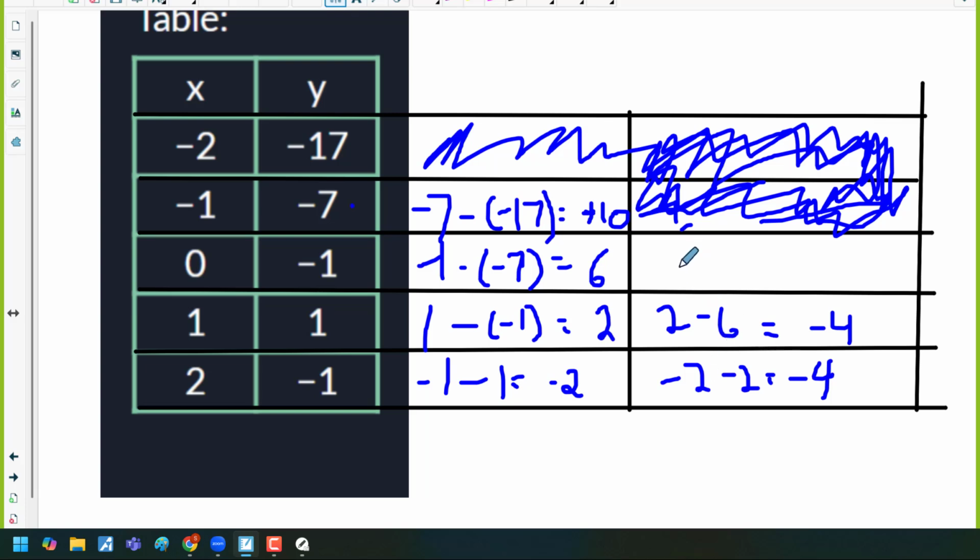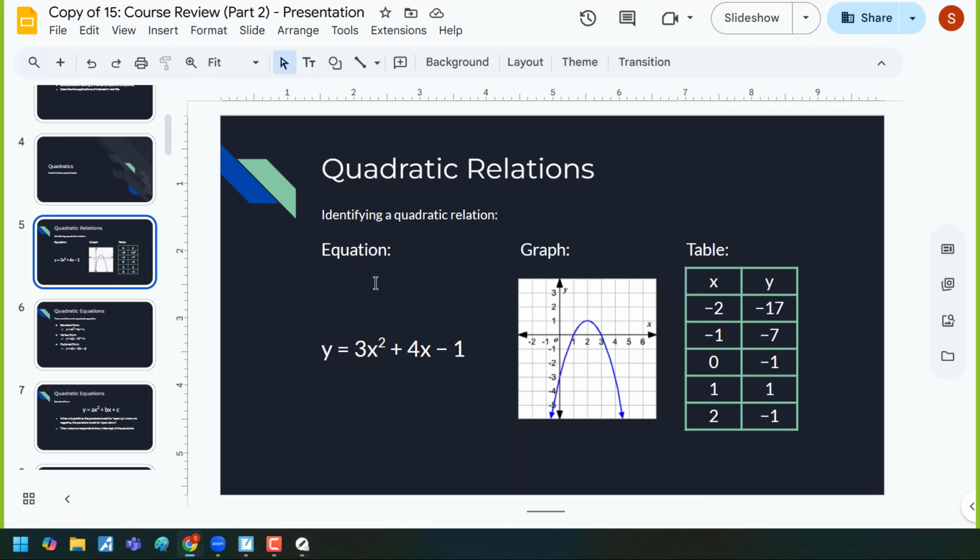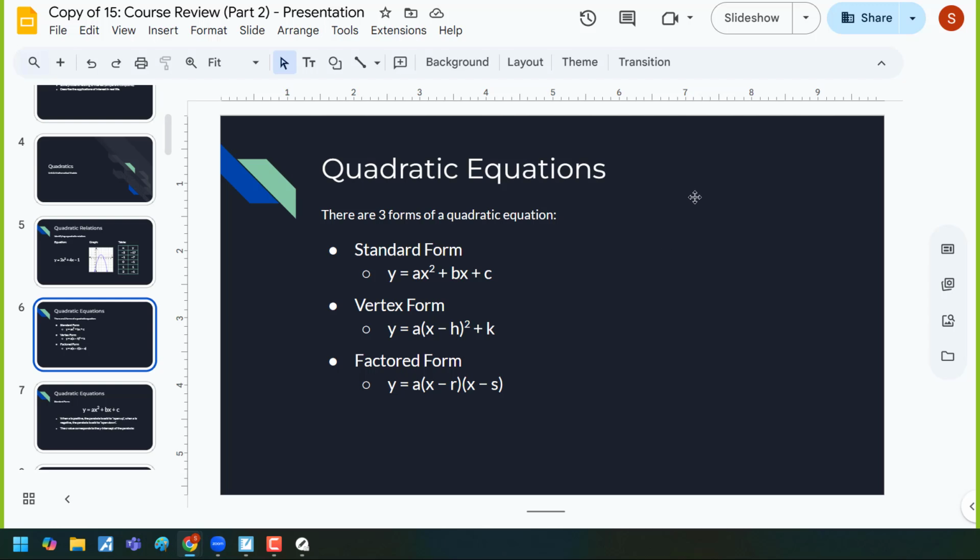Very important lesson for students. They do something quickly, and then they just write the answer. They don't really review to see if they made any mistakes. Very important. 6 minus 10 is what should be written here. You have negative 4. And now you can see that all of these are the same. So this is a quadratic relation because the second differences are all constant. All right, let's move on.